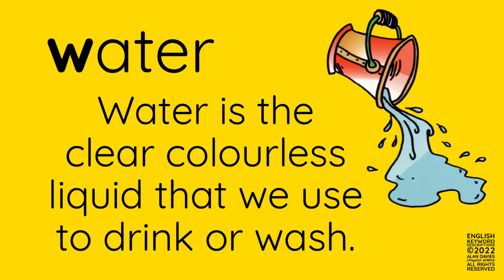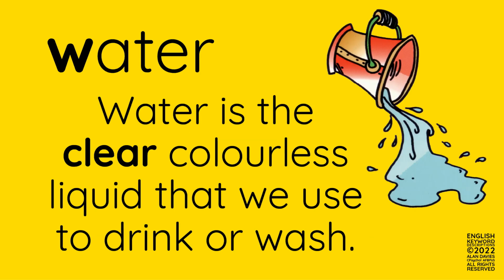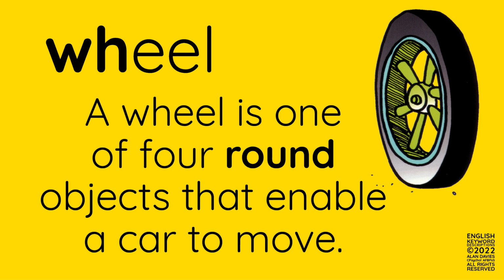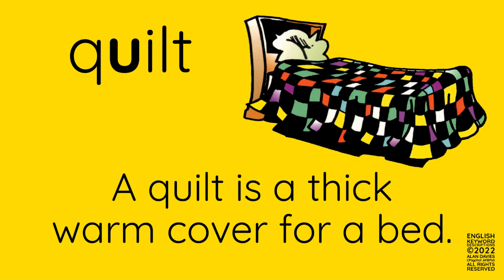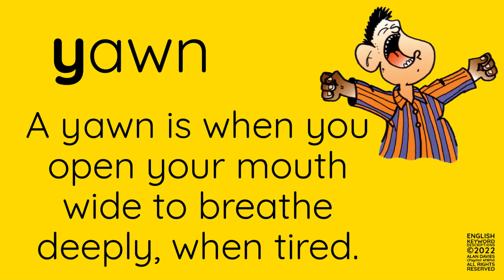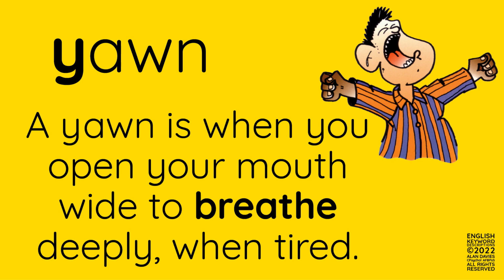Water. Water is the clear, colourless liquid that we use to drink or wash. Wheel. A wheel is one of the 4 round objects that enable a car to move. Quilt. A quilt is a thick, warm cover for a bed. Yawn. A yawn is when you open your mouth wide to breathe deeply when tired.